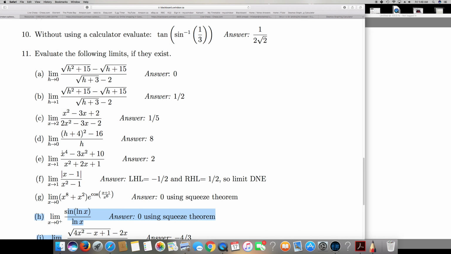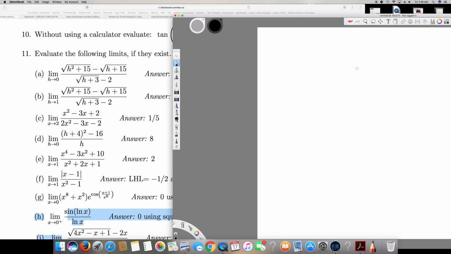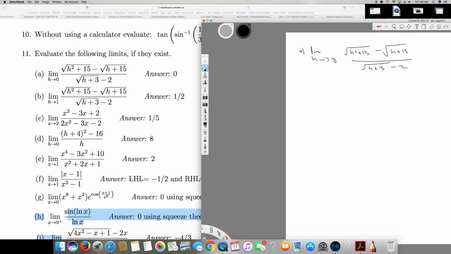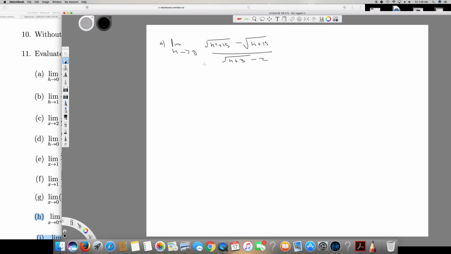Next is limits. We have lots of questions on limits. The first question is: as h approaches 0, the limit of h square plus 15 minus h plus 15 over square root of h plus 3 minus 2. This is the limit, and h is approaching 0. The answer is given as 0. So let's see how they found that answer.